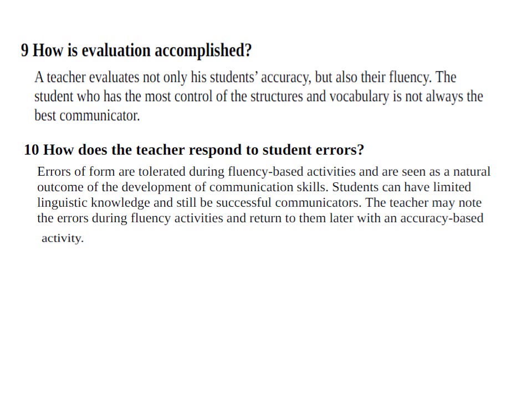9. How is evaluation accomplished? The teacher evaluates not only his students' accuracy but also their fluency. We should distinguish between accuracy and fluency. Accuracy is knowledge of correct grammatical structures and pronunciation. While fluency means, in addition to this knowledge, the ability to use this knowledge to communicate fluently, quickly, without hesitation.